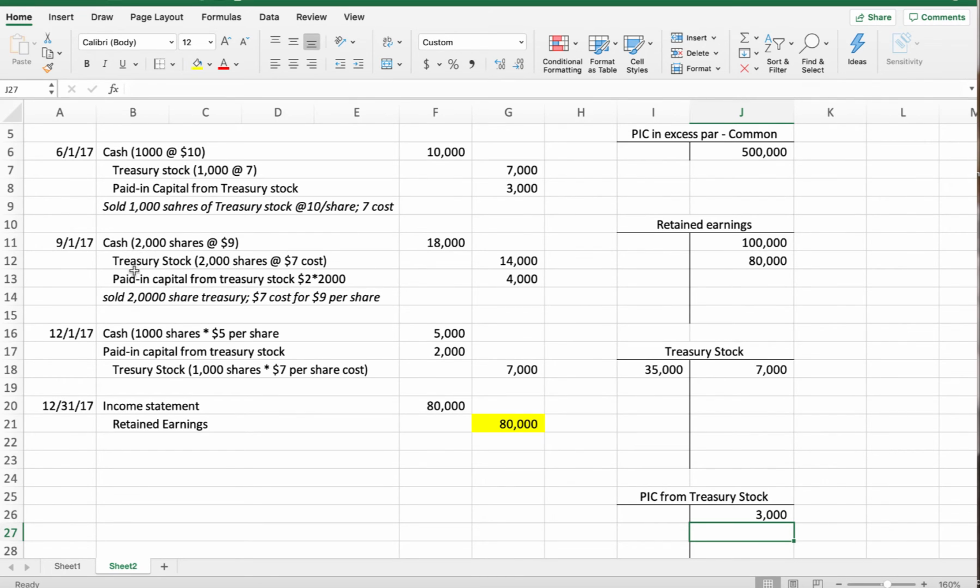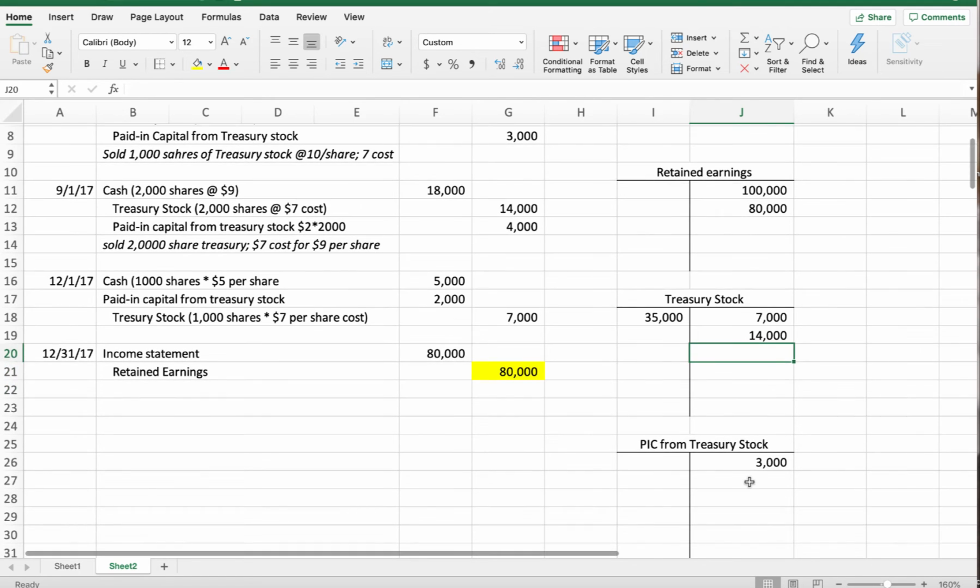Same thing for September 1st. What happened? September 1st, we sold treasury stock. So our journal entry says that we need to credit treasury stock when we sell it. So we did that journal entry. I need to post it, right? So I'm going to post to my treasury stock this journal entry of $14,000. Going back to that same journal entry, we credited paid in capital from treasury stock for $4,000. I need to post that to my paid in capital account.